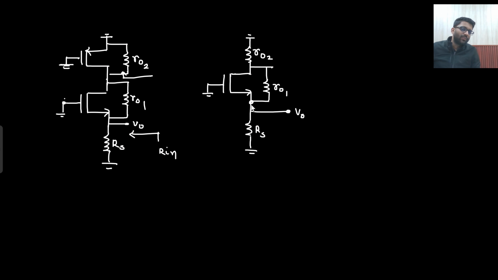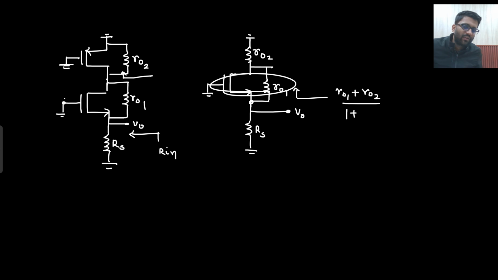Looking from upwards, from the source we are seeing R0 2 is there, R0 1 with GM, and this gate is shorted as well. So looking from upward, how much resistance will you see? I am looking from the source. That means I will write down two steps. How will I write it down? R0 1 plus R0 2 divided by 1 plus GM 1 R0 1. So on the upper side you see this much resistance.